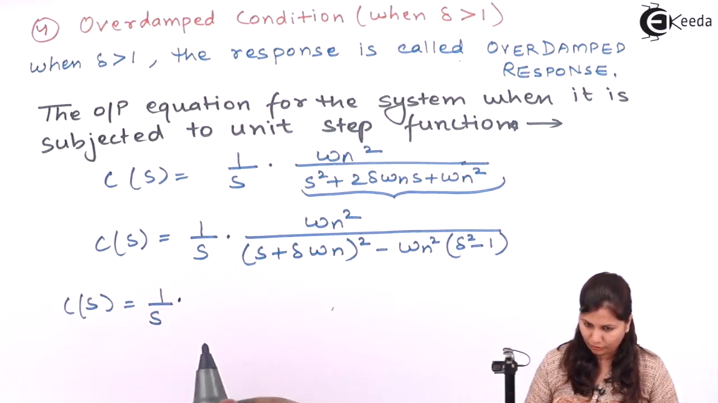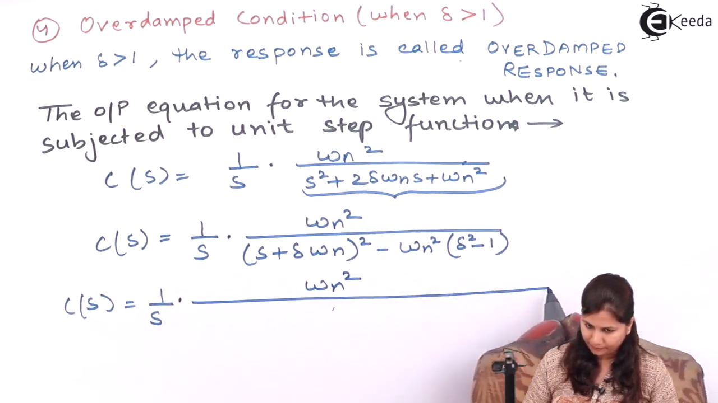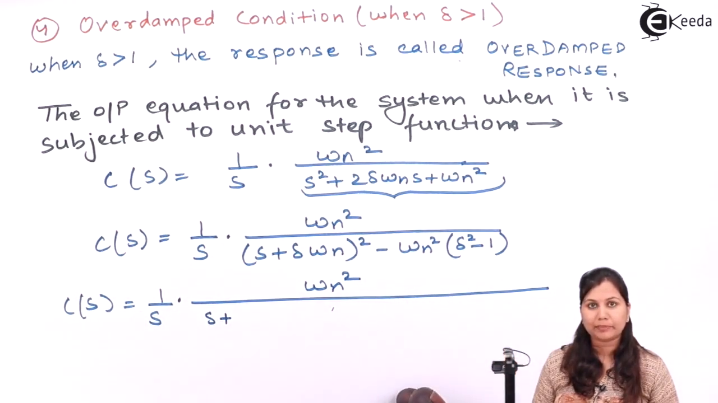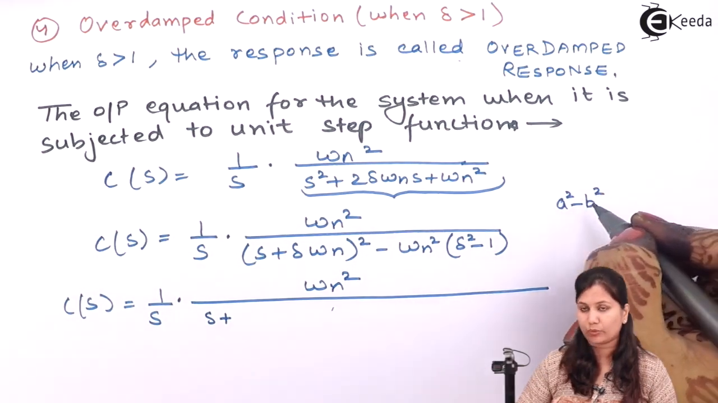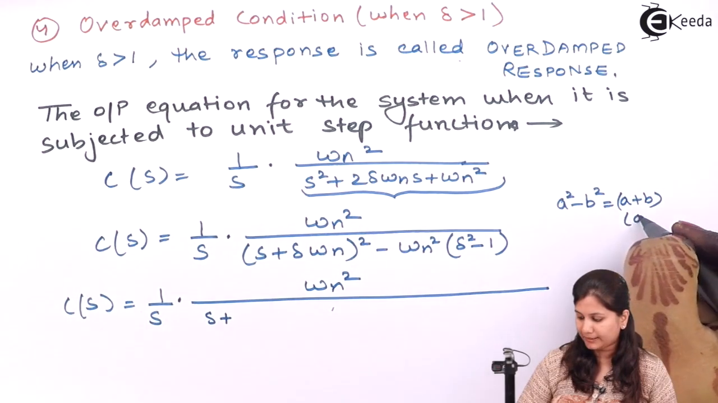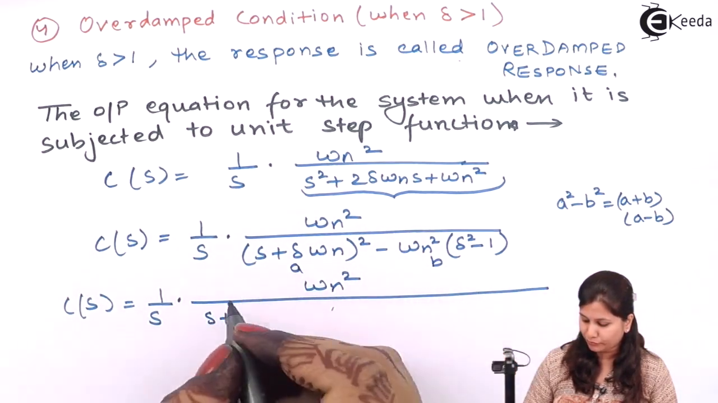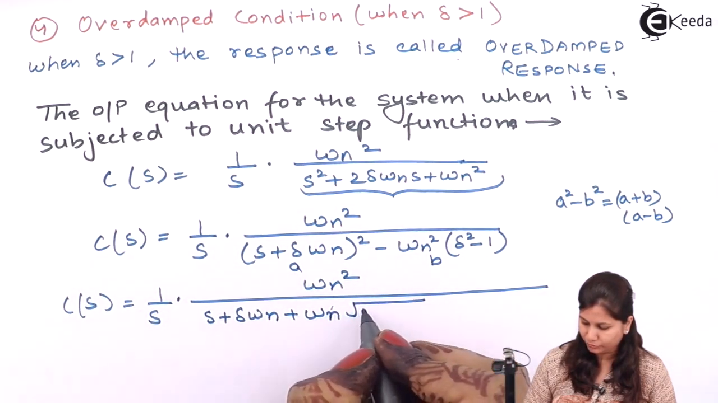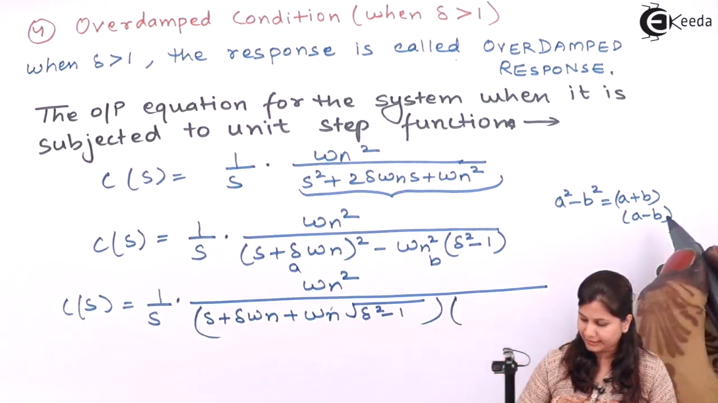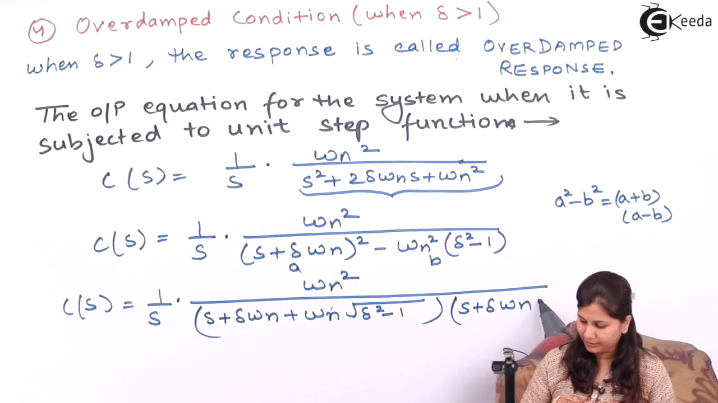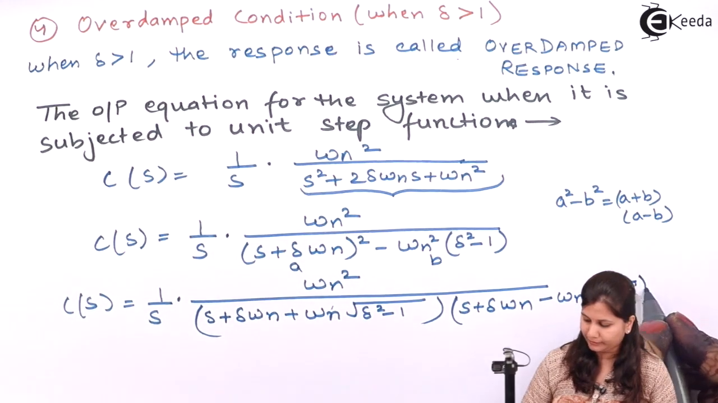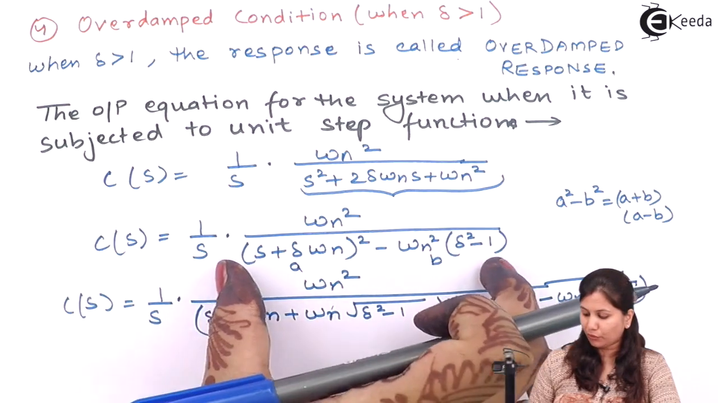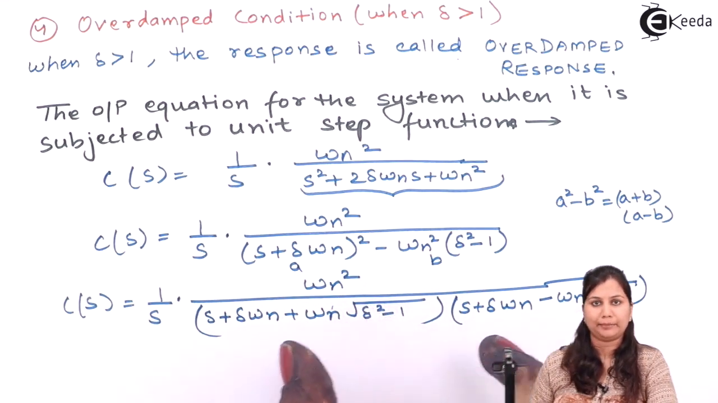We will have 1 by s dot omega n square, and let's solve it. It will be a square minus b square, so it will be a plus b and a minus b. You know this formula, a square minus b square equals a plus b into a minus b. So here this is a and this is b. First we will have s plus del omega n, and b is what? Omega n, and here we will have under root of del square minus 1, and this a minus b will be s plus del omega n minus omega n under root of del square minus 1. Okay, so we have further factorized it. First we are factorizing this denominator polynomial using the formula a square minus b square, and then further solving it as a plus b and a minus b.